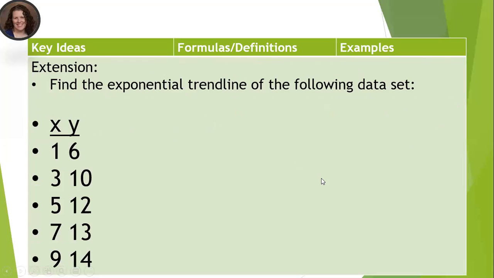Here's an extension problem. So find the exponential trend line for the following data set. So here's some data for you to try. On the left are the x values, on the right are the y values. Pause the video, plug it into Excel and see if you can do it. I'll post the answer in just a minute. Once you're done pausing, then you can see if you can get it or not.